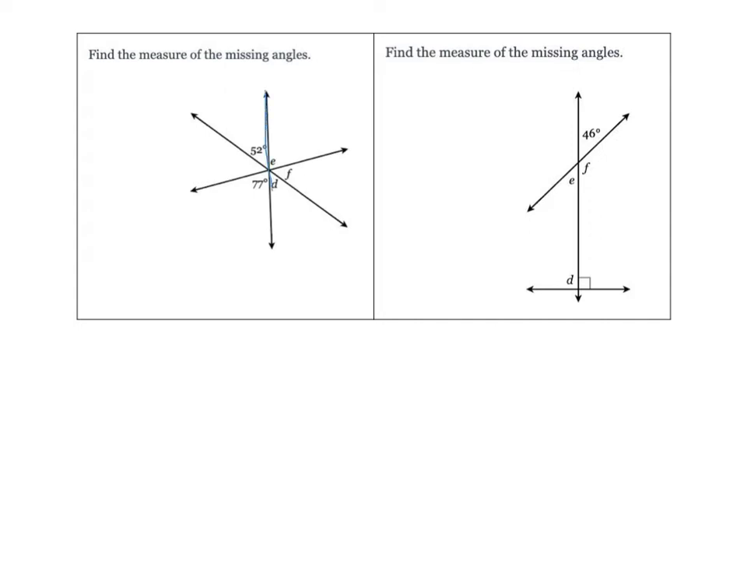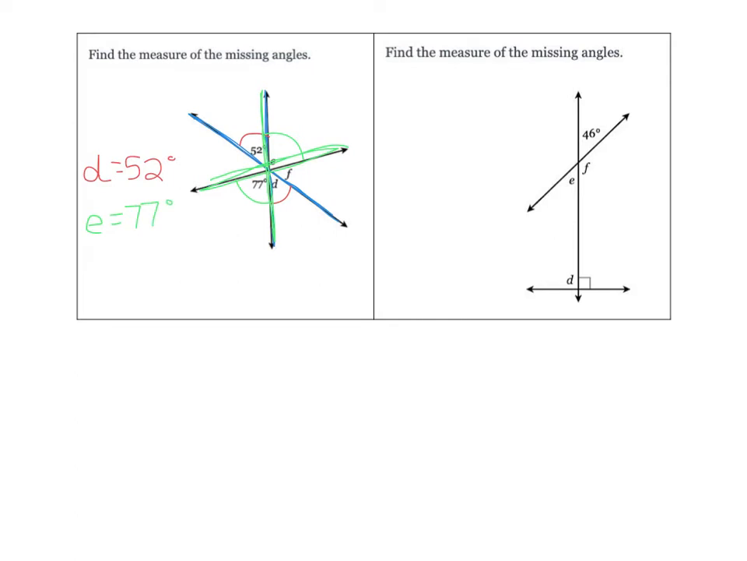So I'm going to start out, whenever I have vertical angles, that's the easiest. So I'm going to look at these 2 intersecting lines and notice that 52 and D are actually vertical. So I know that D is also 52 degrees. Then I also notice that if I look at this intersecting line with that one, that 77 and E are also vertical angles, so E is 77 degrees.